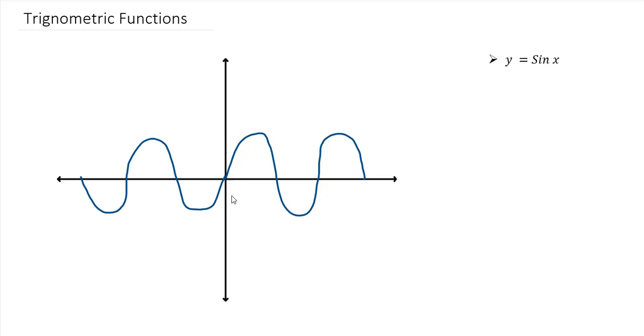At this point, the value of x will be equal to 0. At this point, the value of x will be equal to 90 degrees or pi by 2. At this point, it will be 180 degrees or pi. At this point, it will be 270 degrees or 3 pi by 2. And at this point, your value of x will be equal to 360 degrees or 2 pi. So in this way, one cycle will be completed. So this is your one cycle for the value of sin x. And then after this, your cycle will repeat again. So this will go on and on in this fashion.